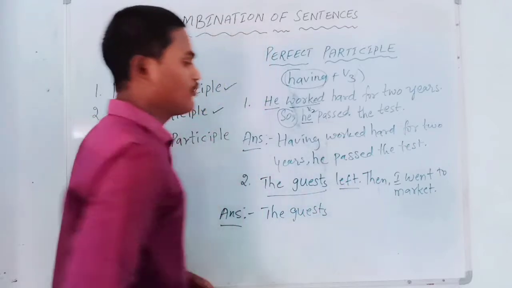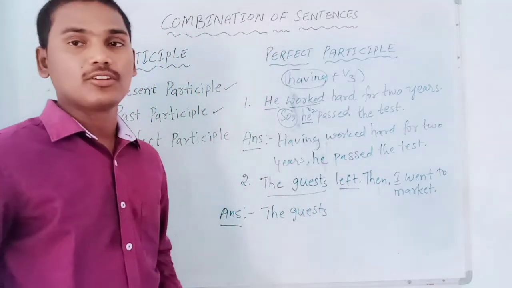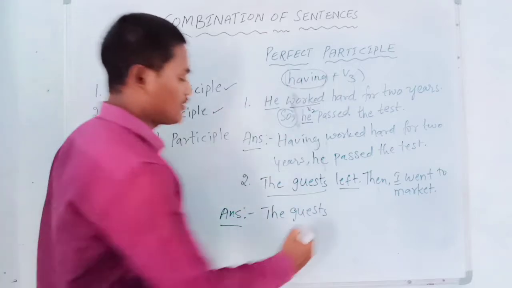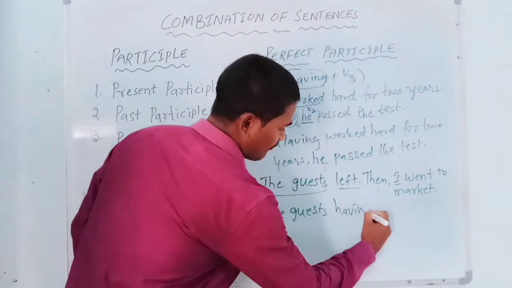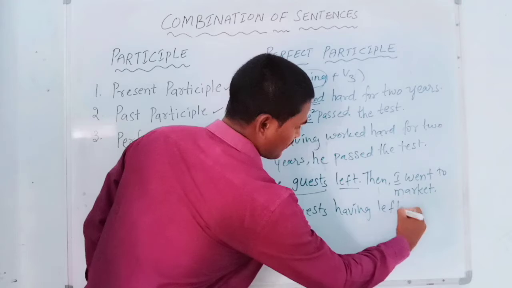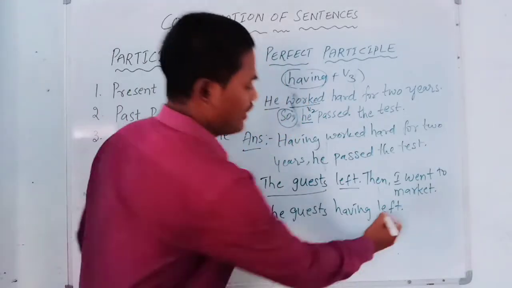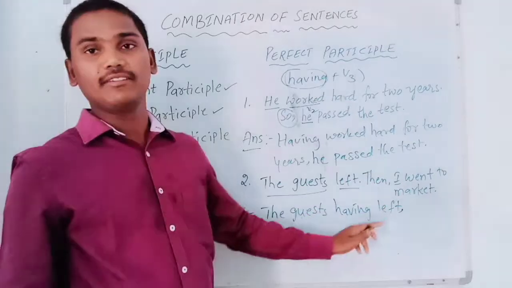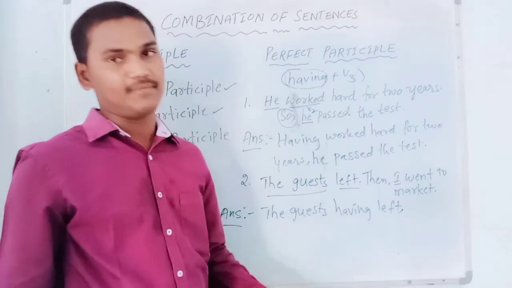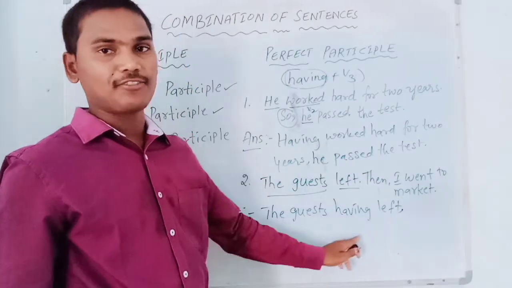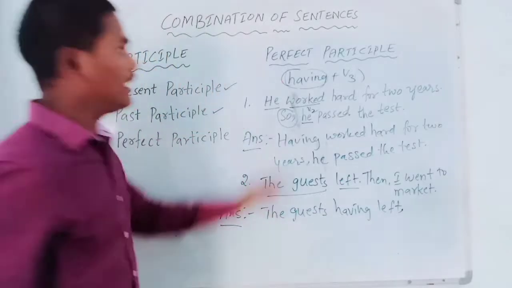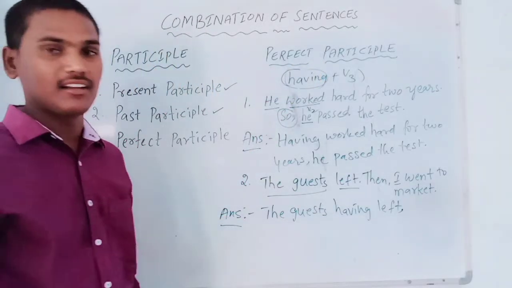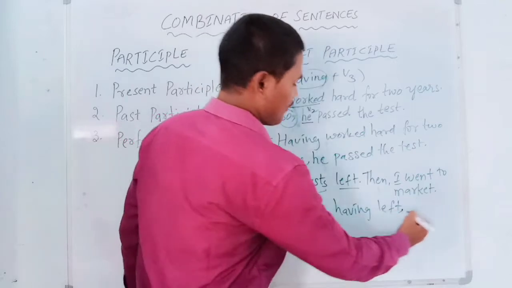So here it is the V2 form. According to the perfect participle, what is the rule? Having plus V3. So what do we have to write? Having left. Leave, left, leaving. Basically V2 and V3 are the same. That's why I have written left after having. So before the verb in the perfect participle, we need to write having. That is very important. So, the guests having left.